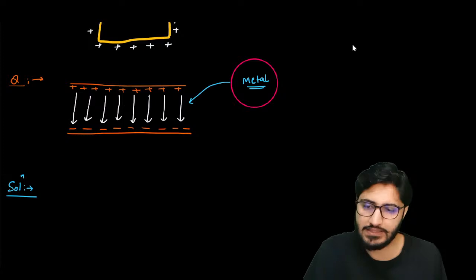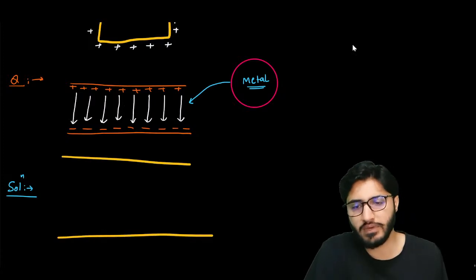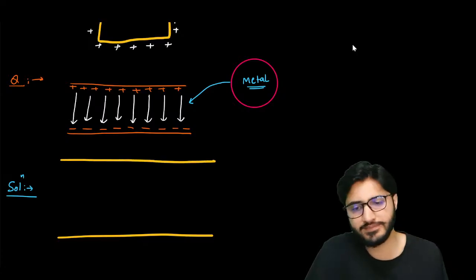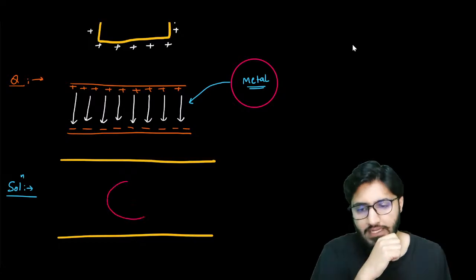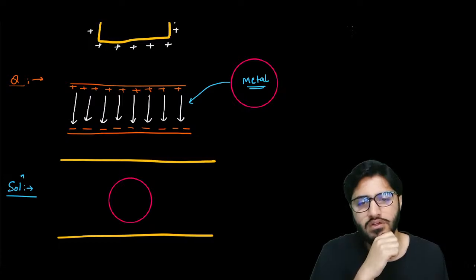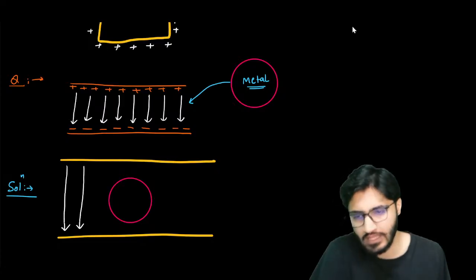Look, beta ji. These are my two plates. I guess I'm not good at drawing my plates. And inside the plates, I need to put my metal like this. Look now. My electric field is in this way.